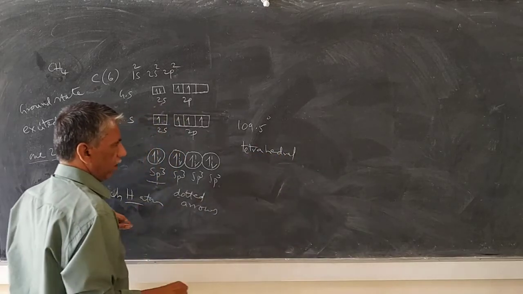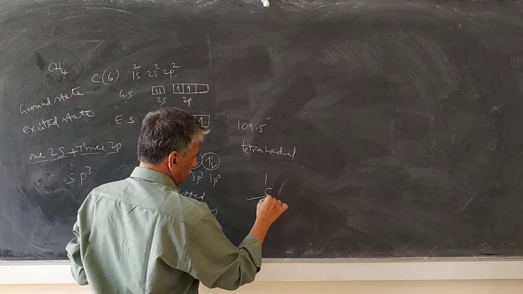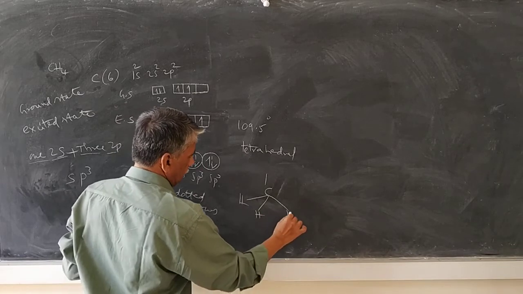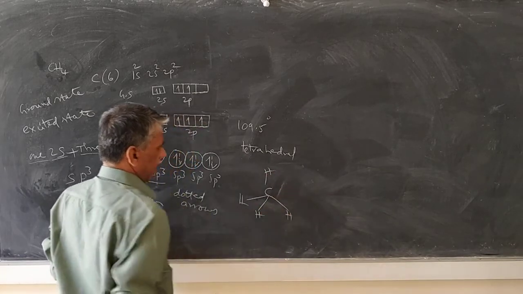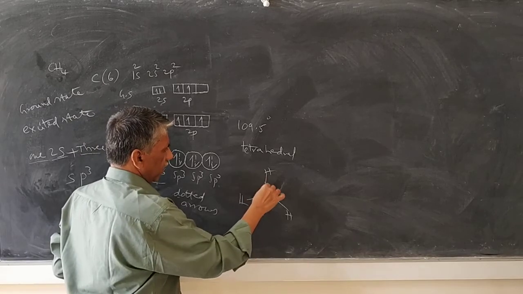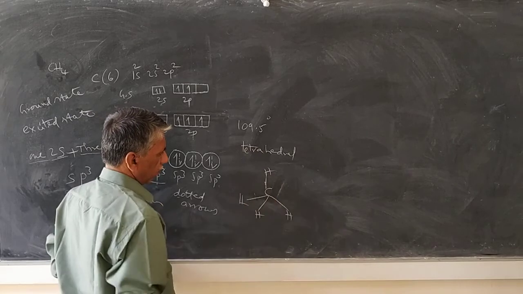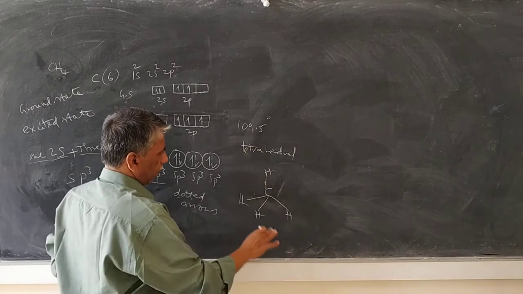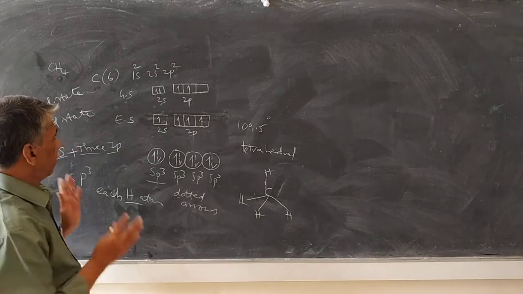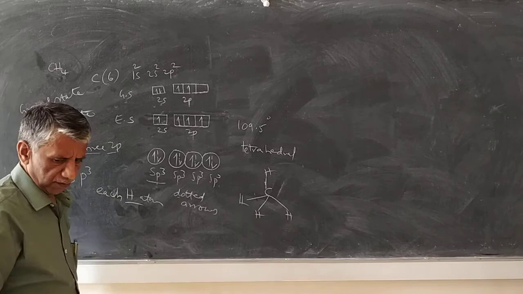So this is the molecule and the bond angle is almost 109.5. Take any bond angle, it is 109.5 and the shape of the molecule is tetrahedral. Okay, so this is a brief about sp3 hybridization.